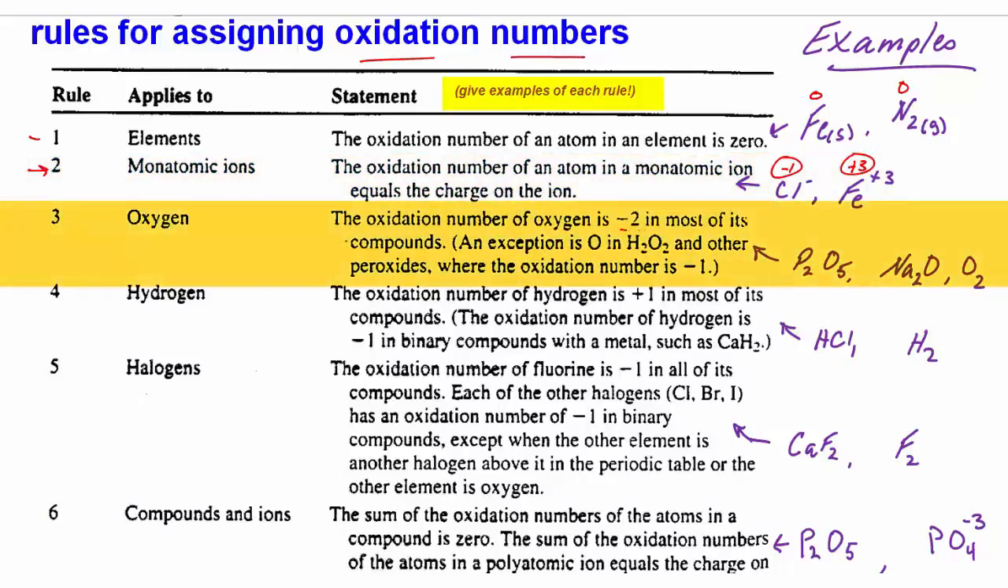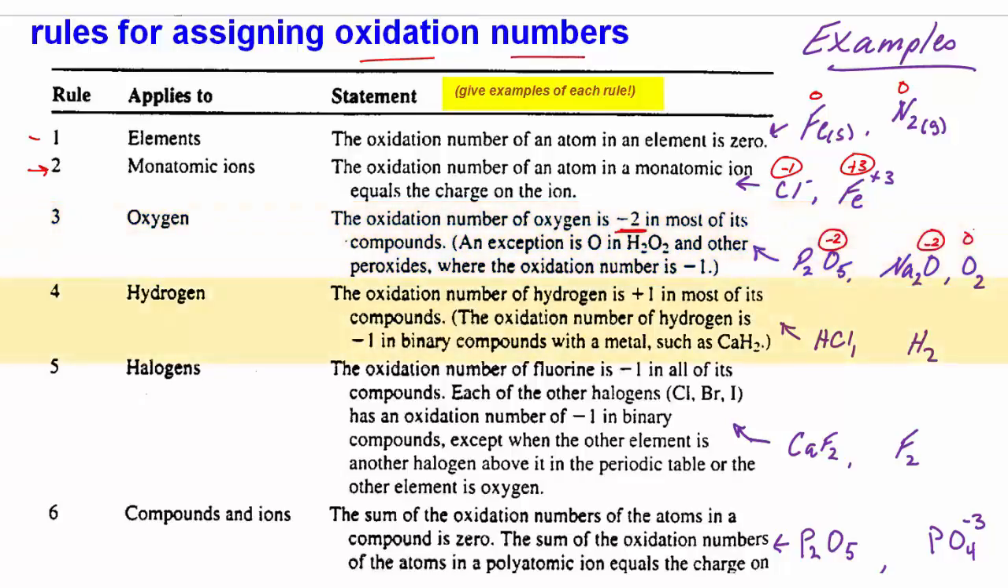Oxygen. Oxygen is pretty much always -2. So in this case, you have diphosphorus pentoxide, oxygen is always -2. And sodium oxide, oxygen is always -2. Now here's oxygen in its elemental state, so there it's 0. Hydrogen. The oxidation number of hydrogen is almost always +1. So in hydrochloric acid, +1. Hydrogen in its natural state would be 0.